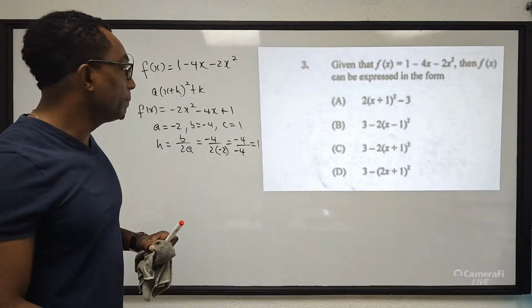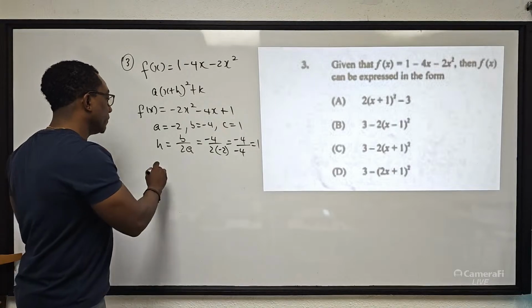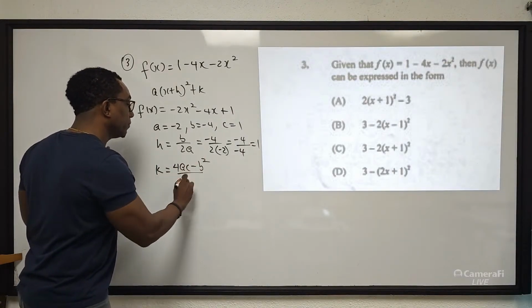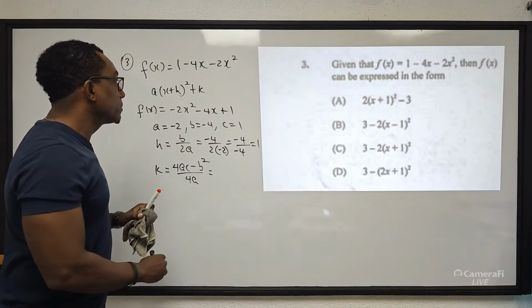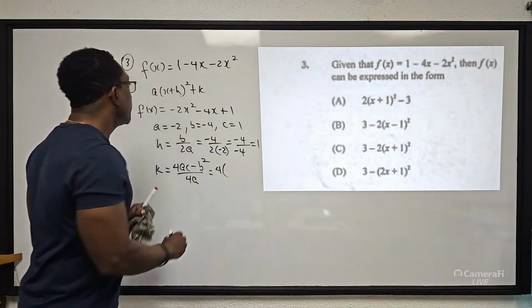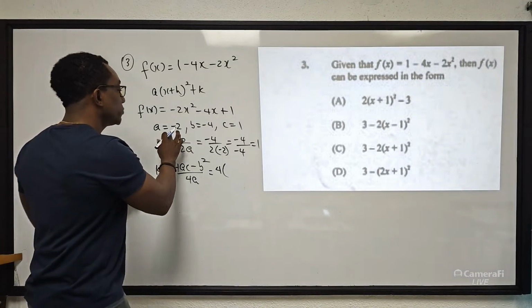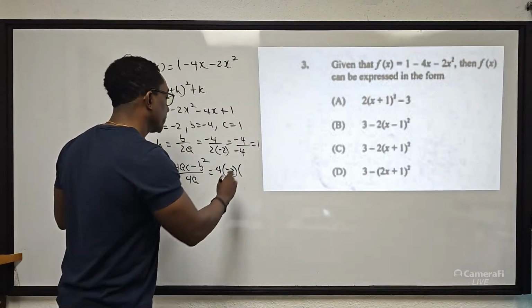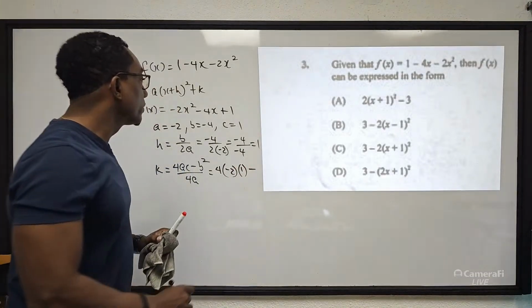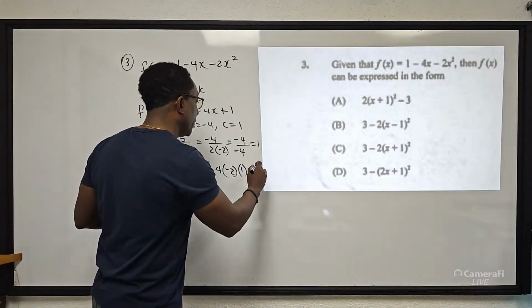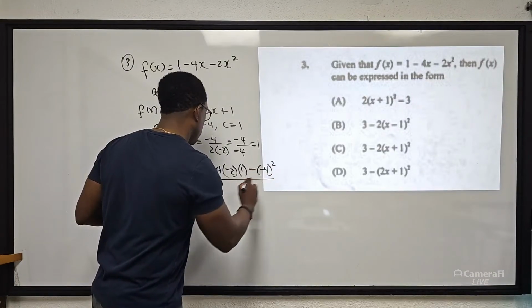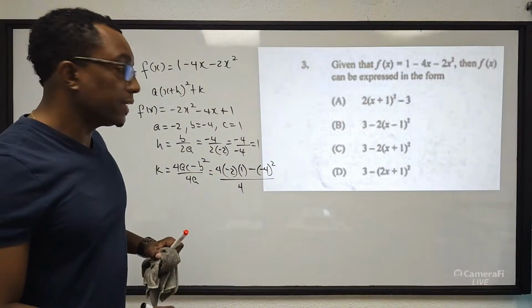So we know h will be 1, and of course, to find k, 4ac minus b squared over 4a. This becomes 4. I replace a with negative 2 in brackets. I replace c with 1 in brackets. Subtract, I'm going to replace b with negative 4 in brackets all squared. All over 4 times I replace a with negative 2.